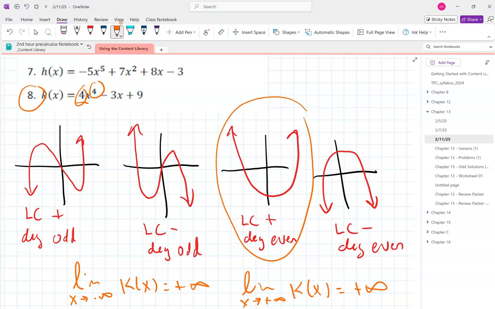But you do not need to do it that way. You could certainly just look at the picture on your calculator, which would be fine. Yeah, so using degree and leading coefficient is certainly effective also. Sure, no problem. What else? Okay, then.